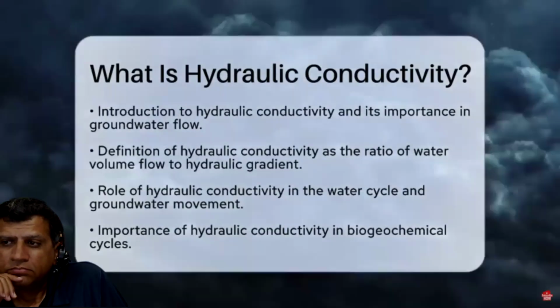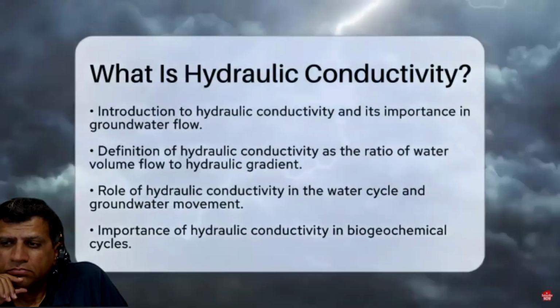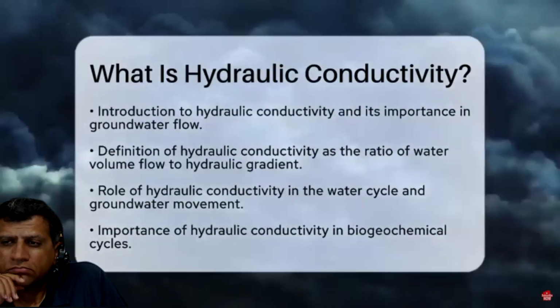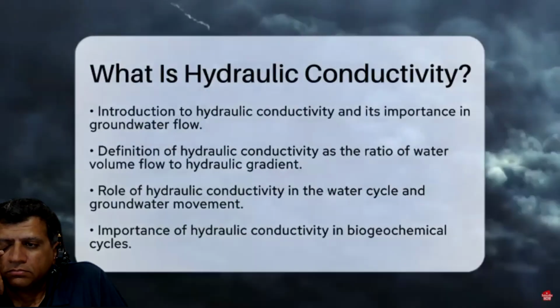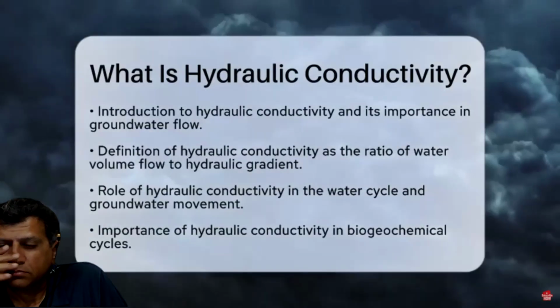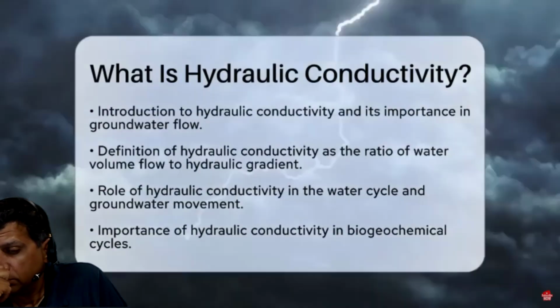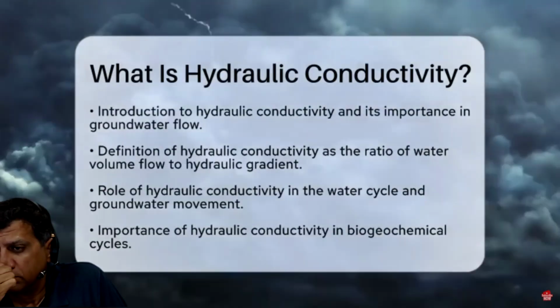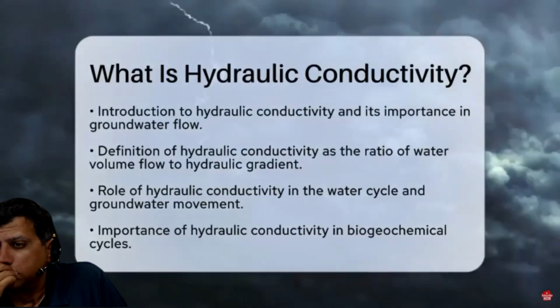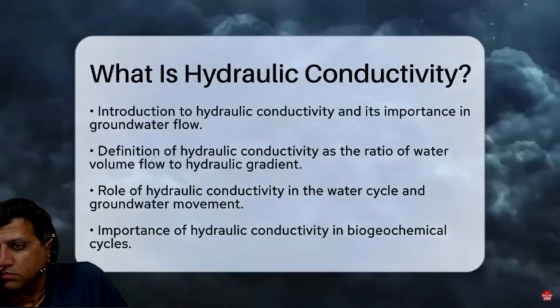Hydraulic conductivity is all about how easily water can travel through materials like silt and rock. It is defined as the ratio of the volume of water flowing through a material to the hydraulic gradient, which is the change in water pressure over a certain distance. This property is essential for grasping how groundwater flows and its role in the water cycle.